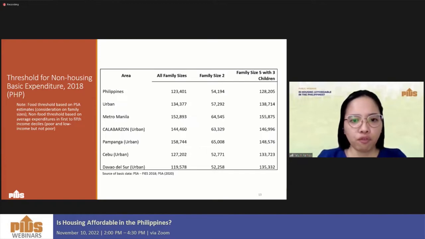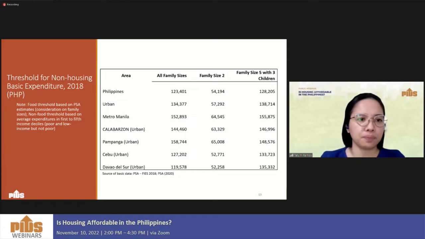All right. If you look at the table on the right, you will notice that the thresholds vary according to the areas. So for example, Metro Manila or the urban areas of Pampanga have the highest values. And in terms of family types, these thresholds also vary. So those with family size of 2 have lower thresholds than those of family size of 5 with 3 children.